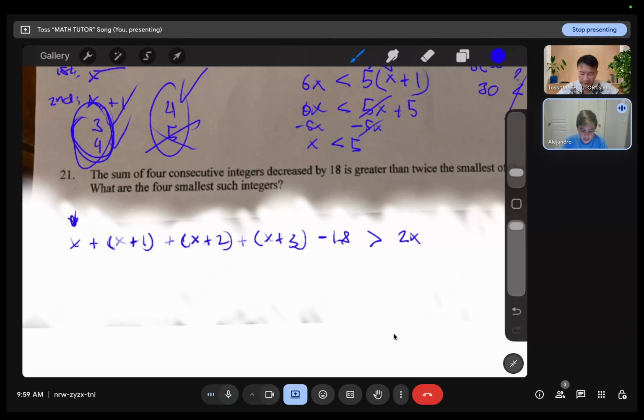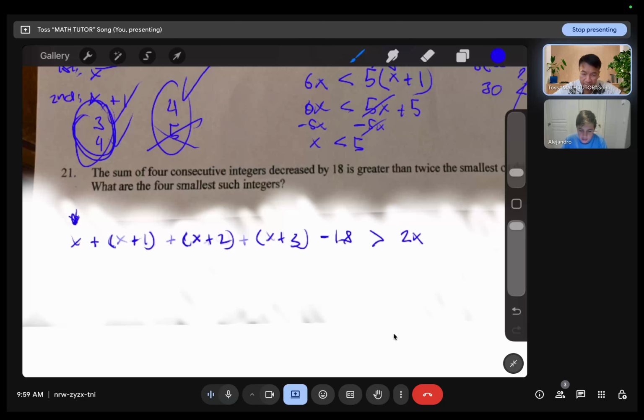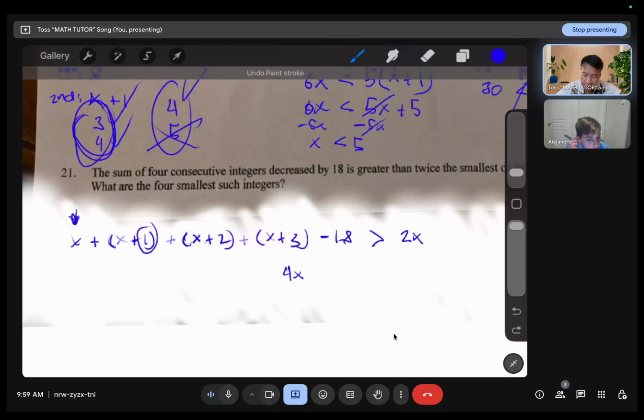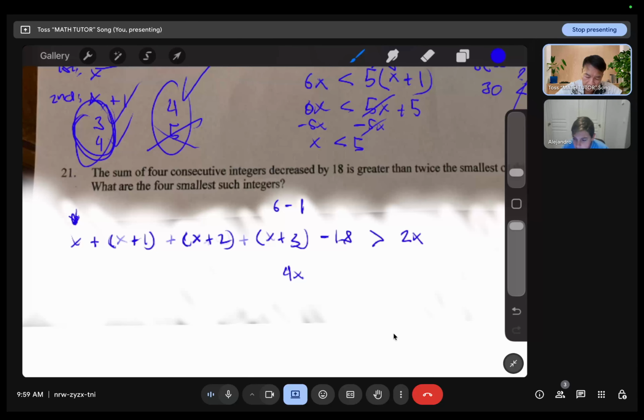Okay, let's solve. And then we'll be good, right? So okay, add like terms. 1, 2, 3, 4, 4x. 3 plus 6 is 6, minus 18. So that's negative 12, greater than 2x. Double check my math there. 3 and then 6 here, and then subtract 18. So it's negative 12 or minus 12. Okay, continue, solve. Add both sides by 12.